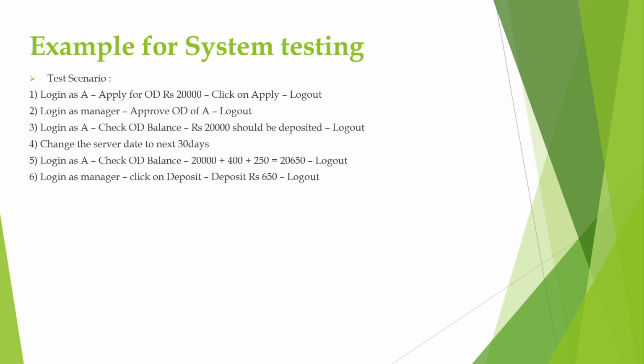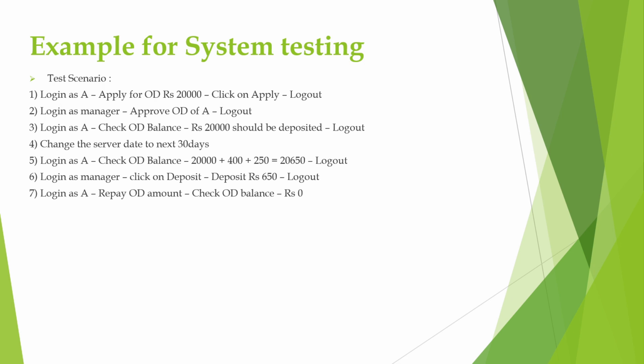Then again we'll log in as a manager. Then we'll click on deposit. Then we'll deposit rupees 650 and then we'll log out. We will log in as customer A, we will repay the overdraft amount, then we'll check the overdraft balance. It should be rupees 0.